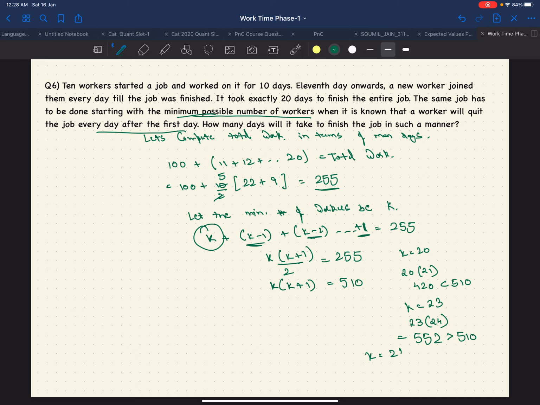K equal to 22. So 22 into 23. This is 460 plus 46, which is 506. But this is less than 510. Therefore, the minimum value of k here is 23. If we take 22, then the work will not be done, and therefore 23 is the minimum number of workers required to finish the job in such a manner.